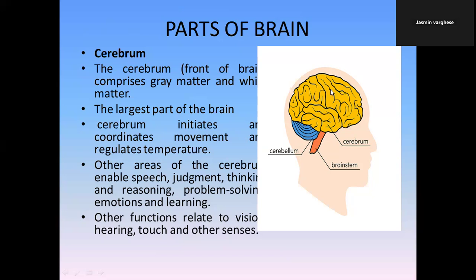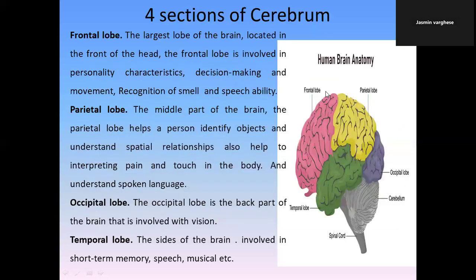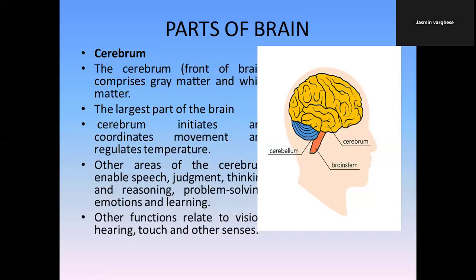The cerebrum initiates and coordinates movements and regulates temperature. Other areas of the cerebrum enable speech, judgment, thinking capacity, reasoning, problem solving, emotions and learning. Also, it is responsible for vision, hearing, touch and other senses. So the cerebrum is the largest part of the brain. There is a covering for the cerebrum called the cerebral cortex.